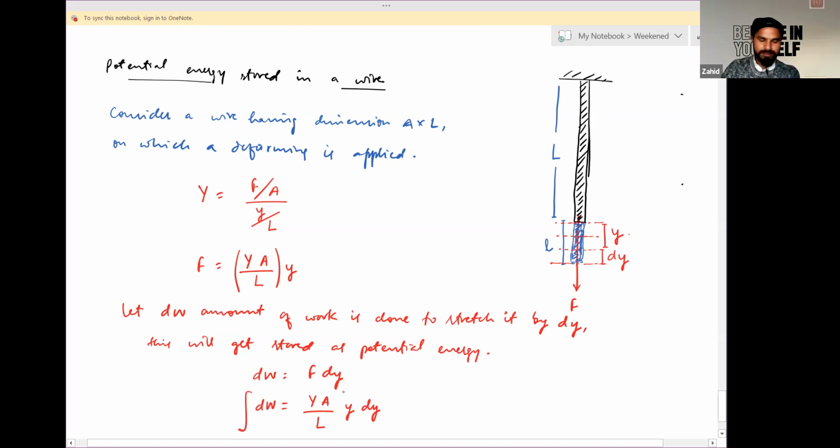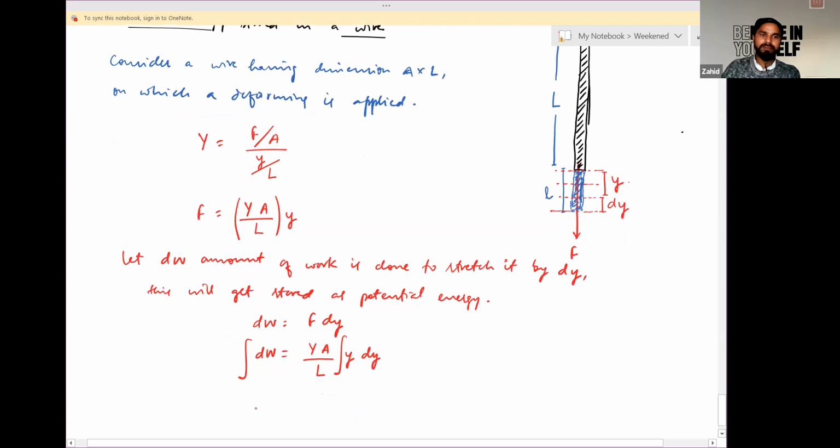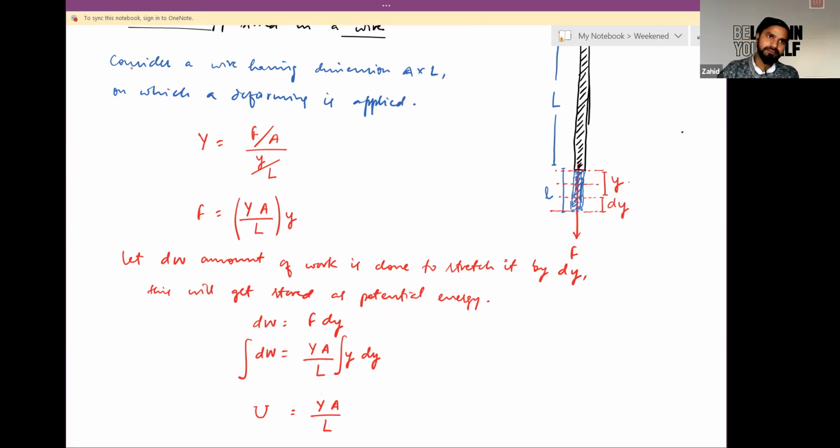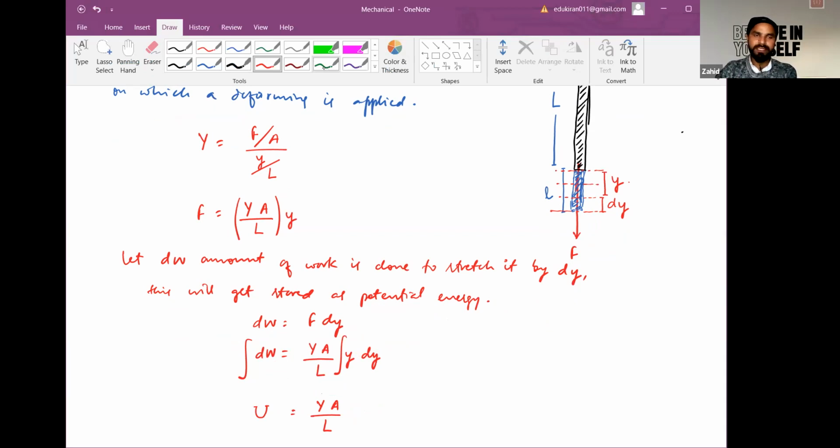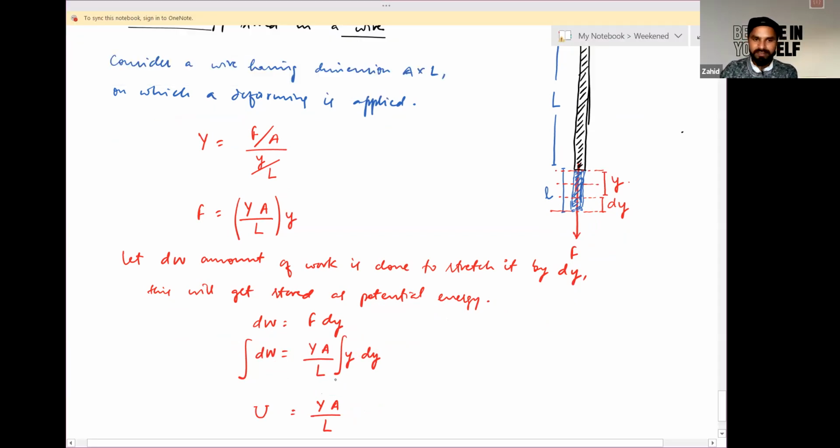On integrating both sides, integration of this work done will be total potential energy. Since Y, A, and L are constant, keep them outside. This small y having exponent 1, using the formula of integration, it will be y squared divided by 2, with limit extending from 0 to maximum small l. So you will get y squared divided by 2, limit from 0 to l.